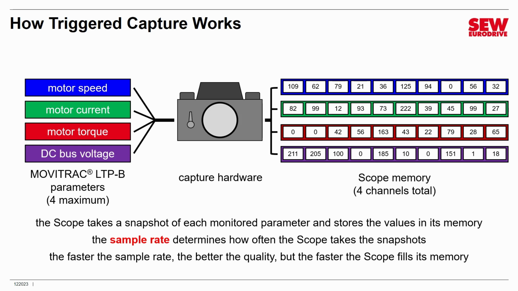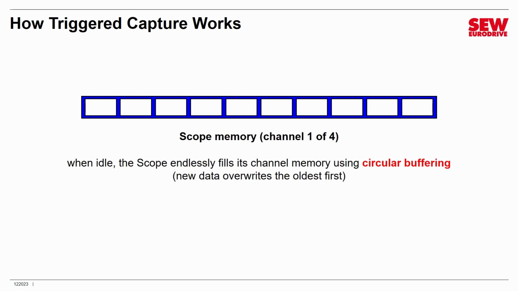Generally, you have to adjust the sample rate to strike a compromise between the quality of the trace and the amount of memory you have. In other words, how long the trace can be. Let's dig into this a little more deeply.